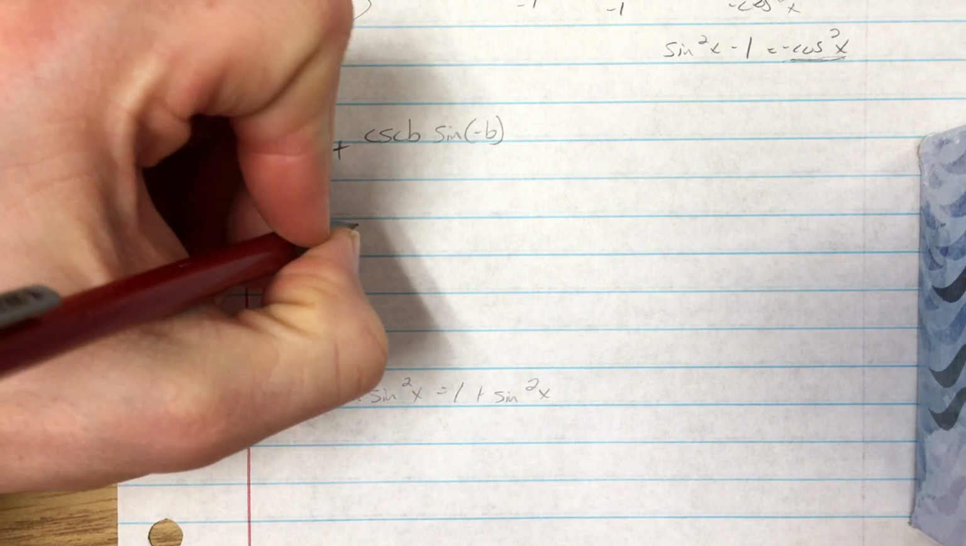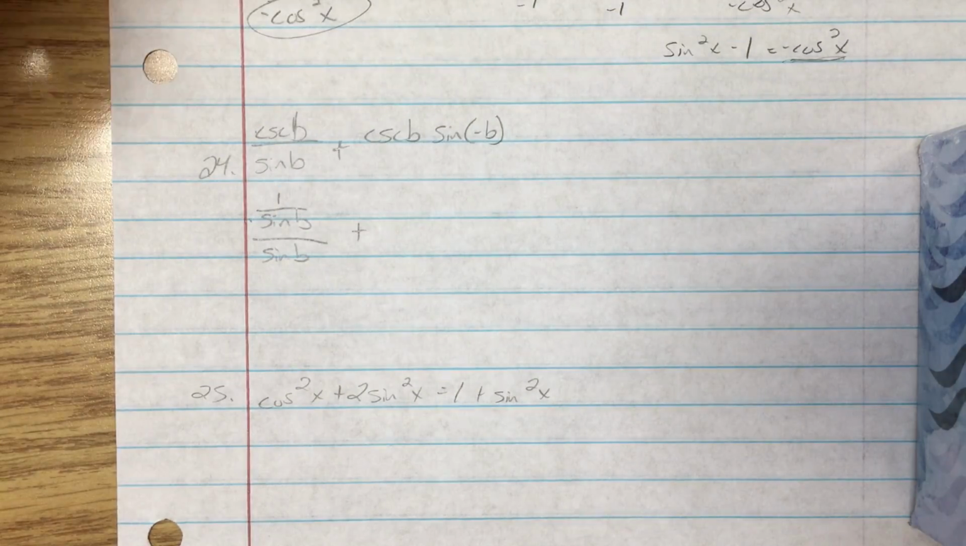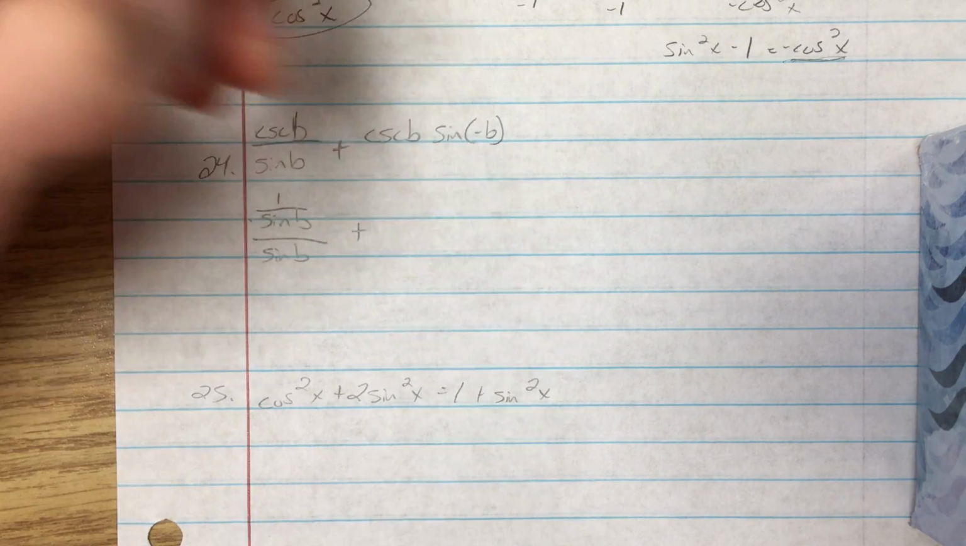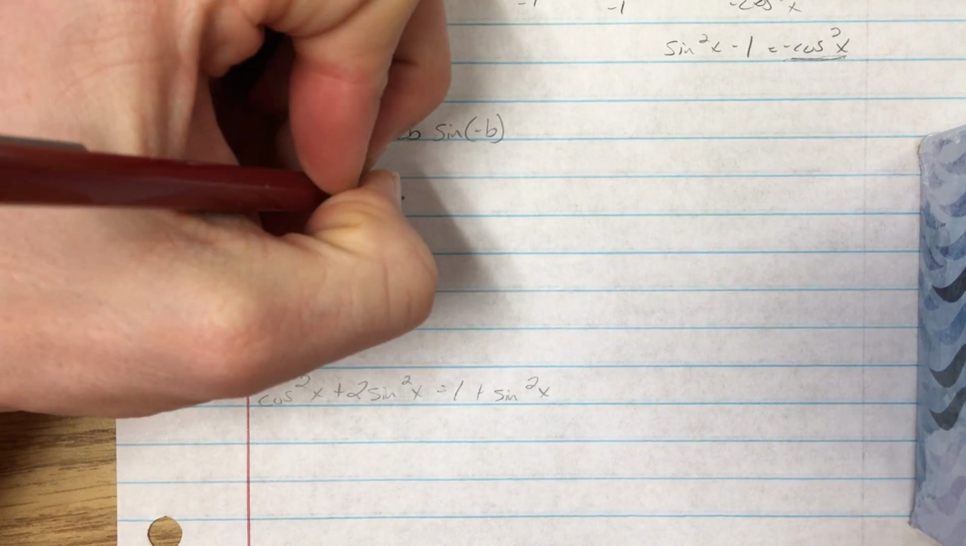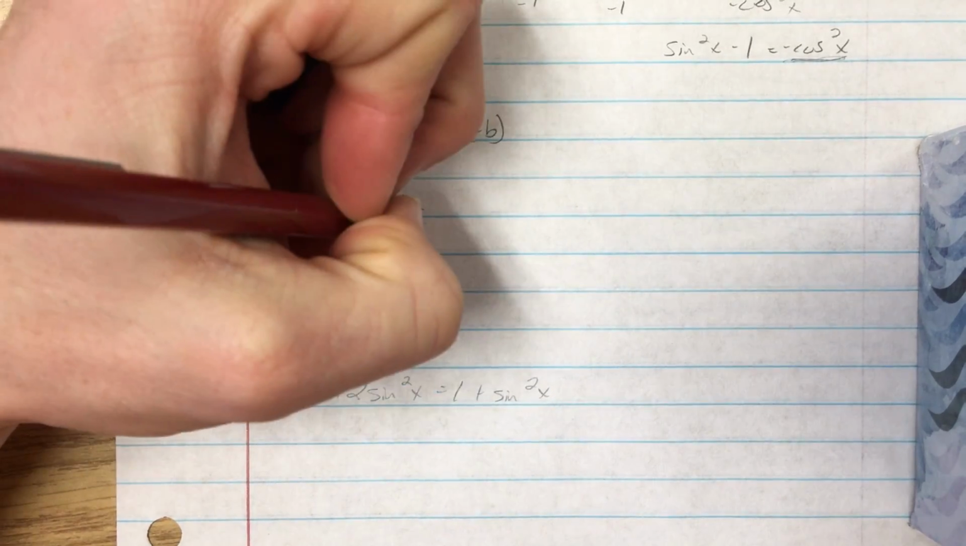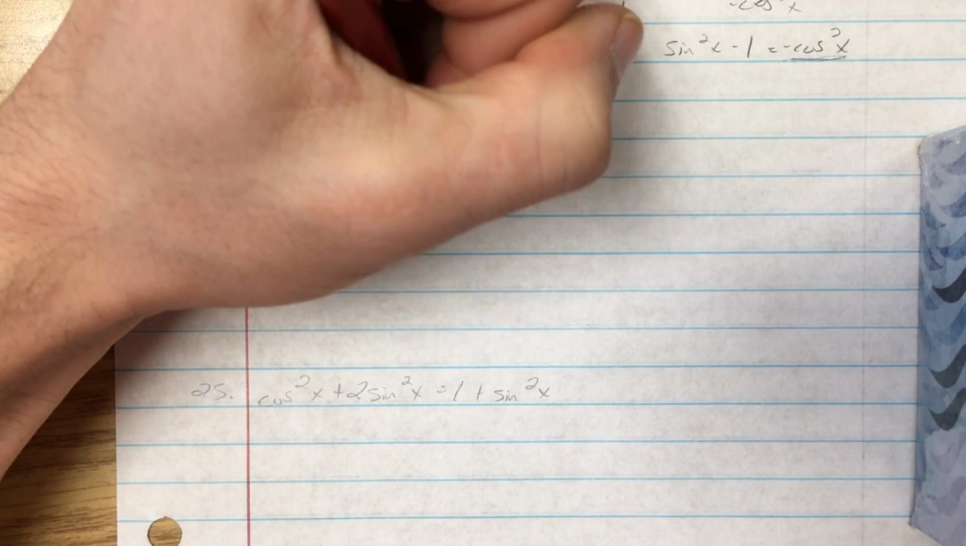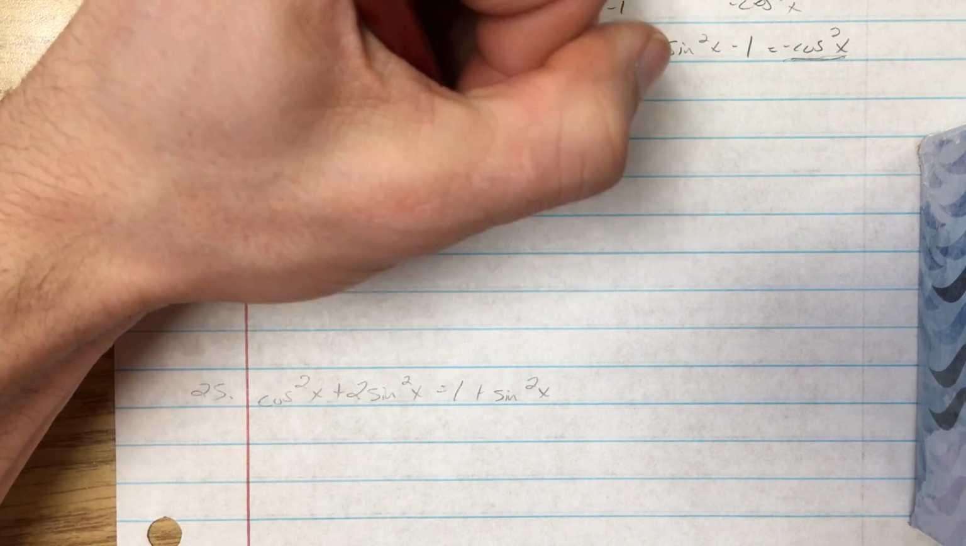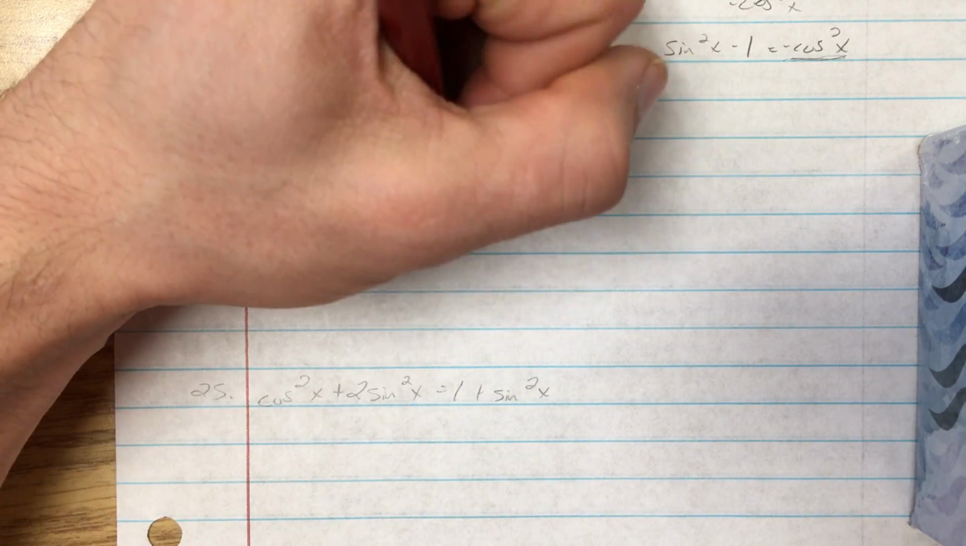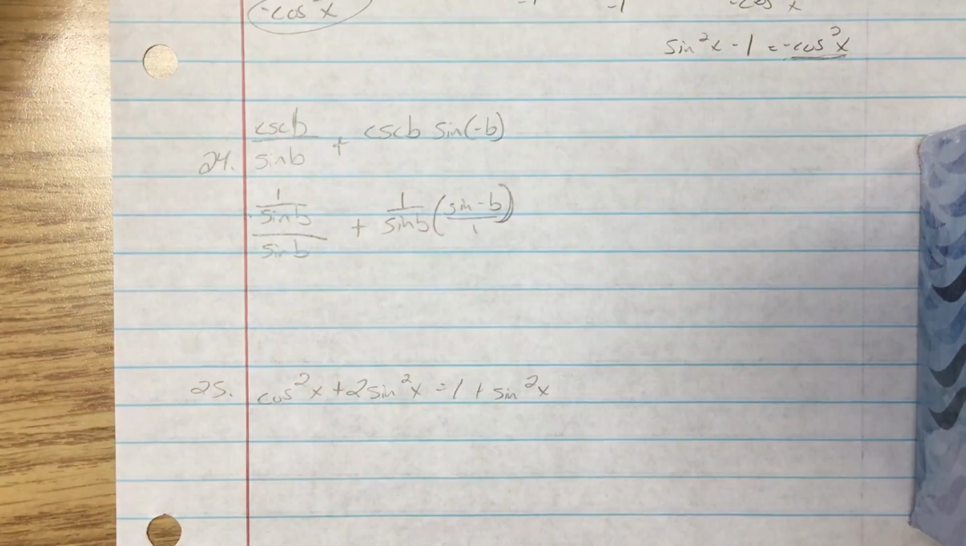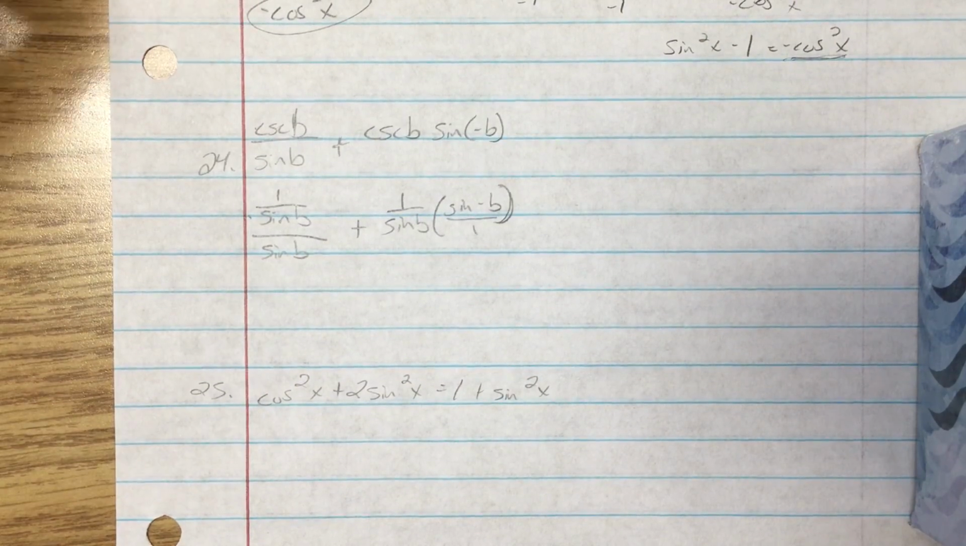Then come over here, plus, let's put cosecant in terms of sine. So it becomes 1 over sine of b times sine of negative b. In this case, it's sine negative b over 1.